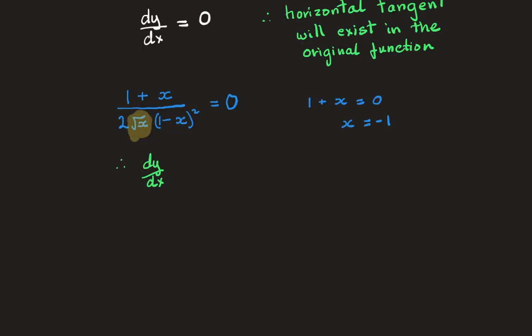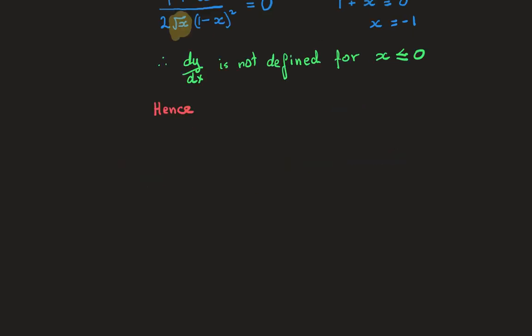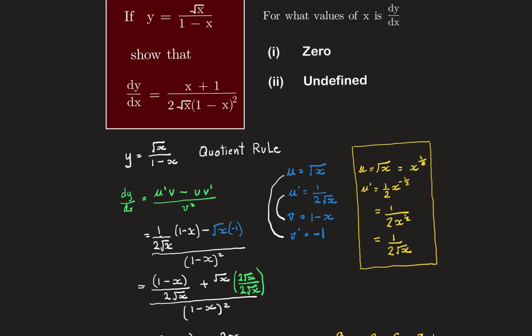Therefore, dy over dx is not defined for x less than or equal to 0. Hence, dy over dx never equals 0. In other words, our function does not have a horizontal tangent. And we are also asked to find for what values of x is dy dx undefined.